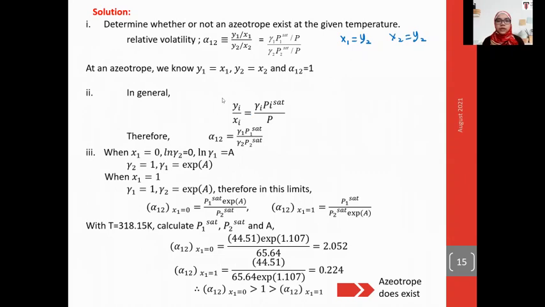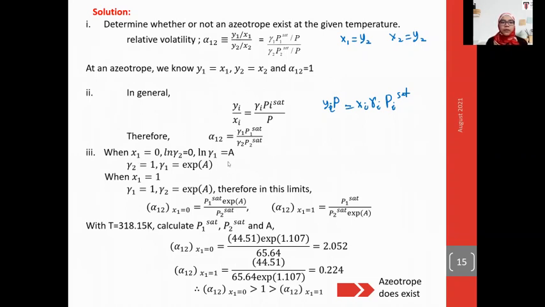Okay, in general, this is from the modified Raoult's law. We have y_i equal to x_i gamma_i P_i saturation. Therefore, for alpha, we can get y over x, so we can get alpha equal to gamma_1 P_1 saturation over gamma_2 P_2 saturation.